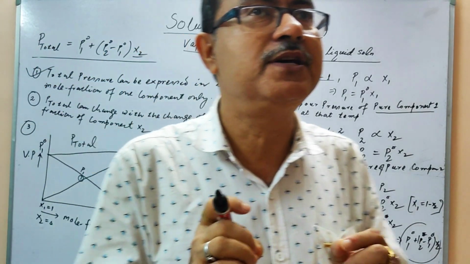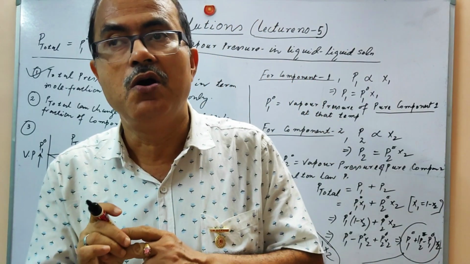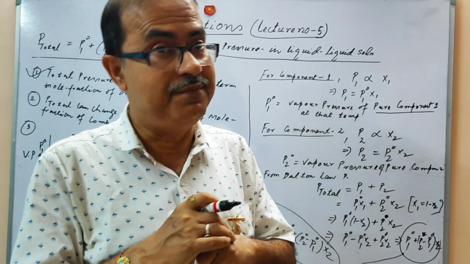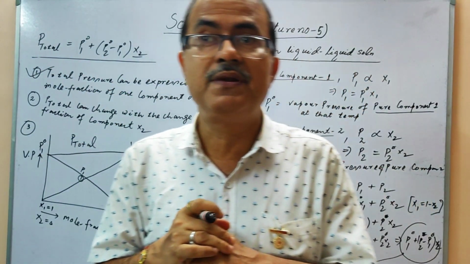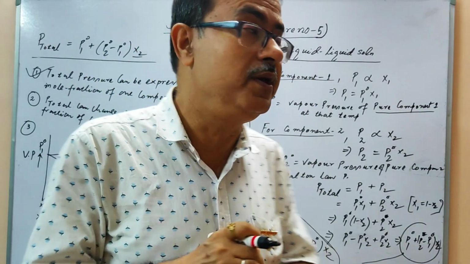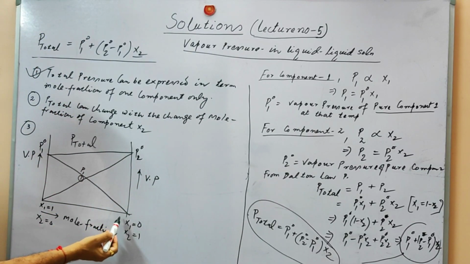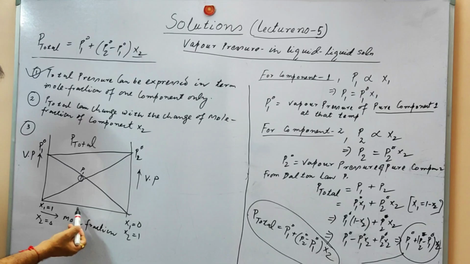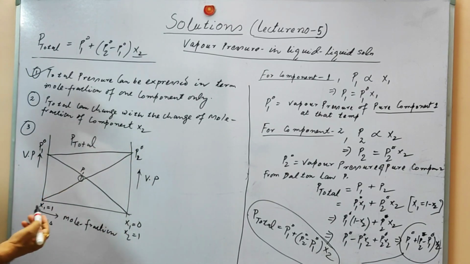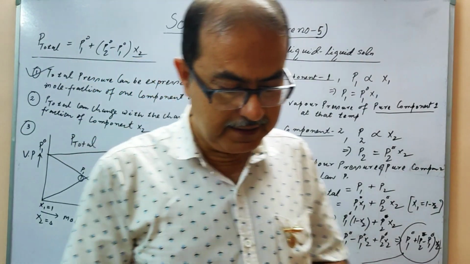So naturally we can understand that the total vapor pressure depends on the vapor pressure of the pure component. If the pure component has the lesser vapor pressure and at the same time we are increasing its mole fraction, the total vapor pressure is going to decrease. You can see this decreases as we increase the mole fraction of the component 1. As we increase the mole fraction of the component 2, it is increasing. Okay, I think that is clear to you.